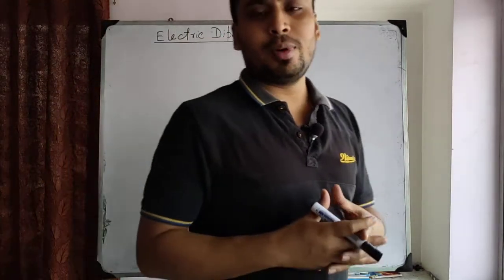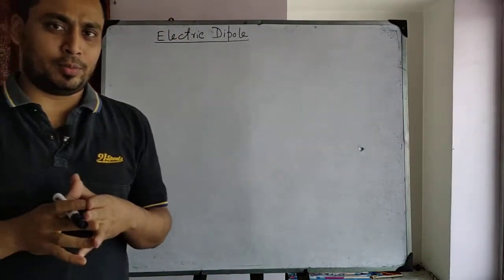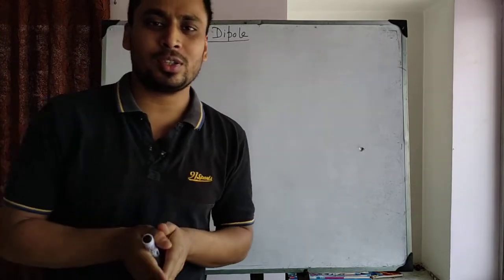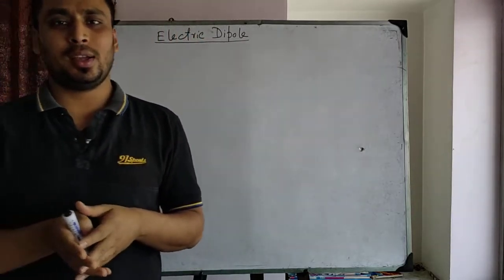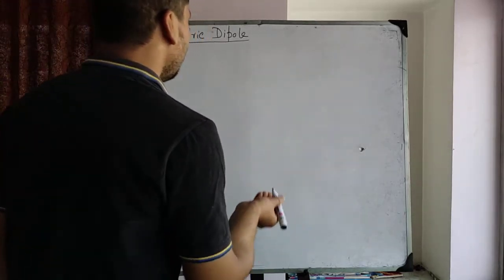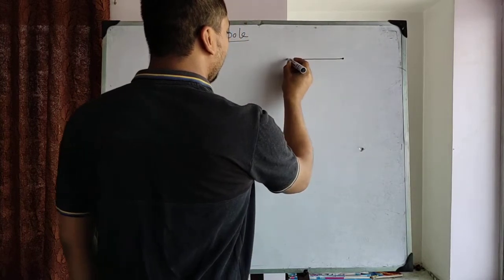Today we shall discuss the electric dipole. What is an electric dipole? If two equal and opposite charges are separated by a small distance, then the system is called an electric dipole. Let two charges plus q and minus q be separated by a small distance 2d.